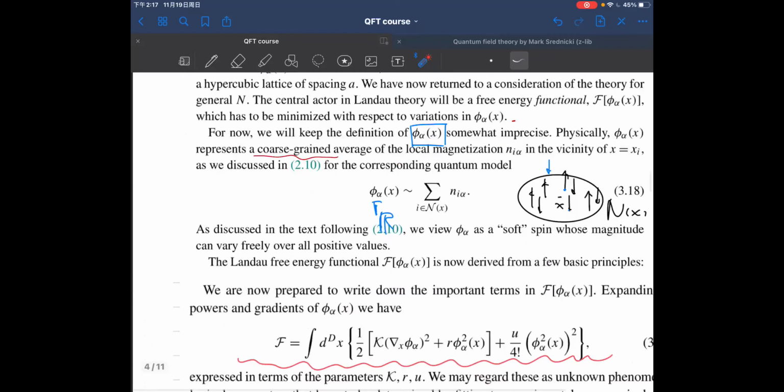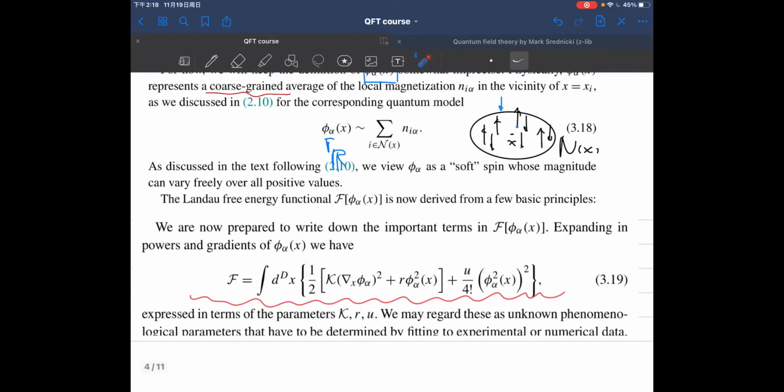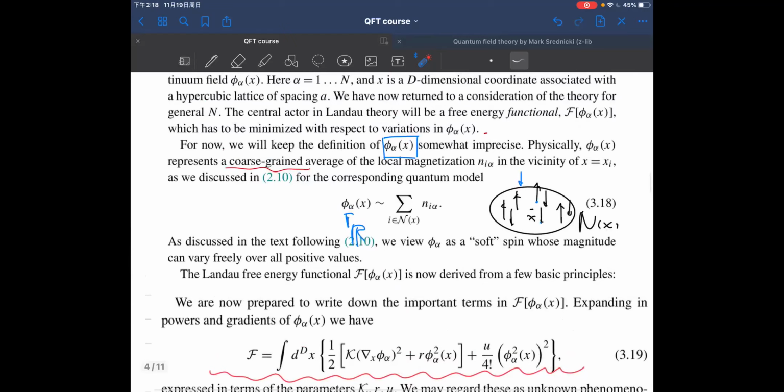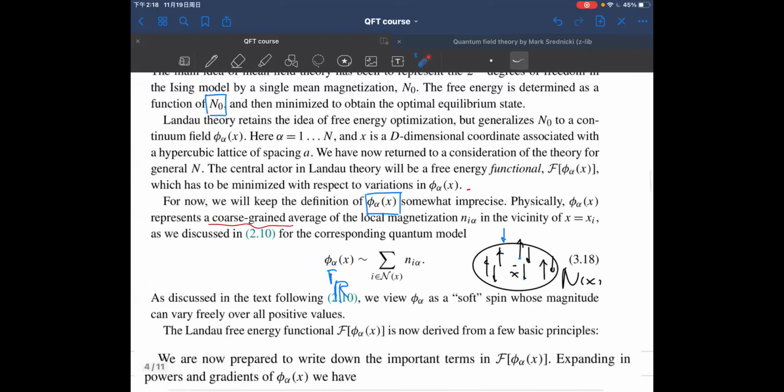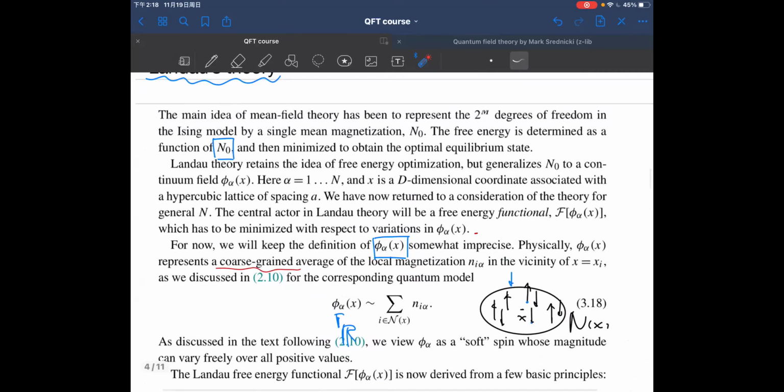Yes, it's a coarse-grained average. That's great. Then here we have a problem: we don't know how to write the free energy functional in terms of the field rather than the spin. Maybe you want to derive the explicit expression from first principles, from the original form of the partition function, but there's no need to do so.